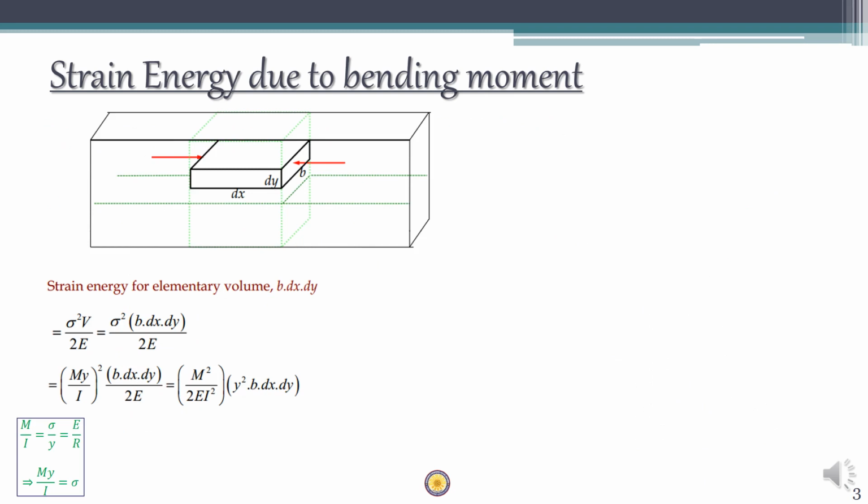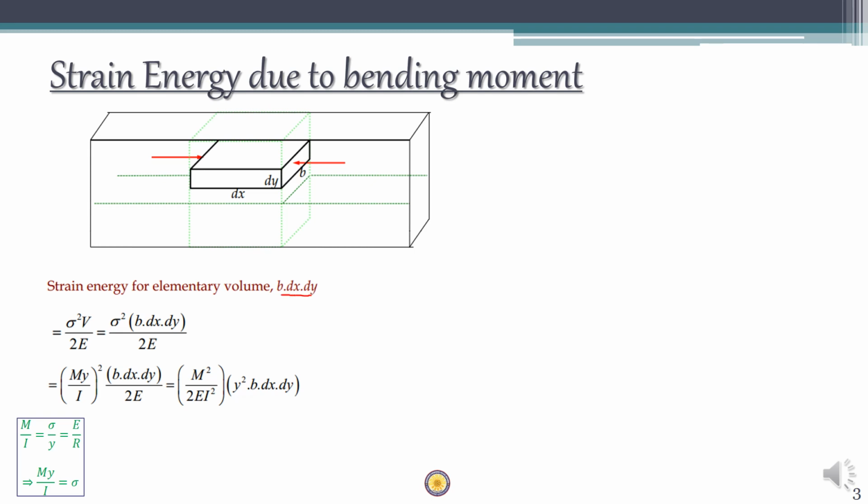Now let's see a small derivation. Consider a beam of length L, width B and depth D. Out of that we consider a small elementary volume of width B, which is the same as that of the beam, and elemental depth dy and elemental length dx. We can say that the volume of this elementary volume is nothing but B into dx into dy, volume of a cuboid, right?